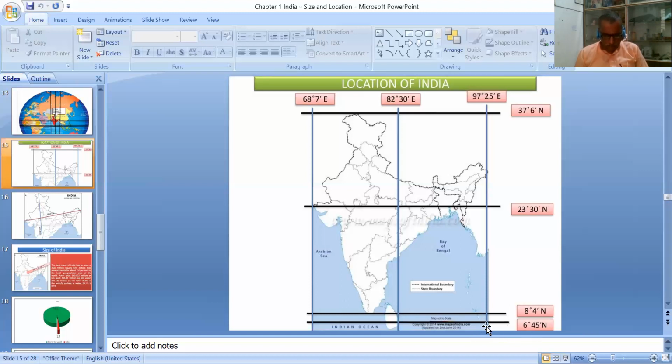So here in the last part of the island, when we look, it is below here, 6.45 degree to 37.7 degree north. This is the total expansion, the geographical area of the country. Now you have the right latitudinal position and longitudinal position of the country India. That you have to note in your notes. Fine.